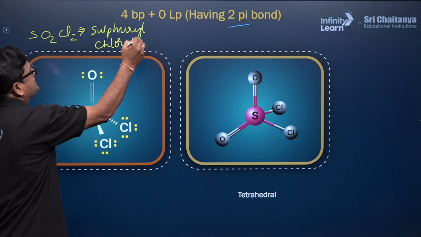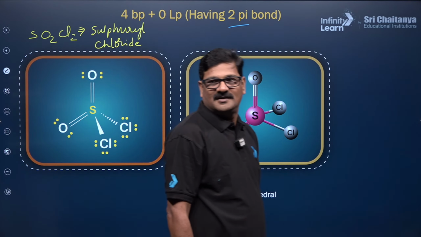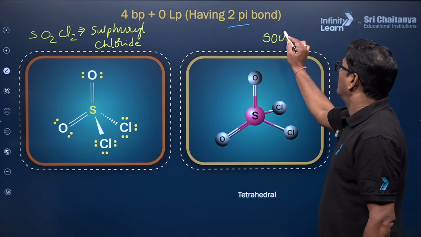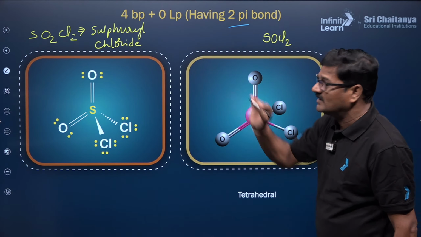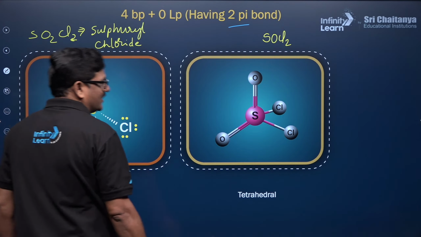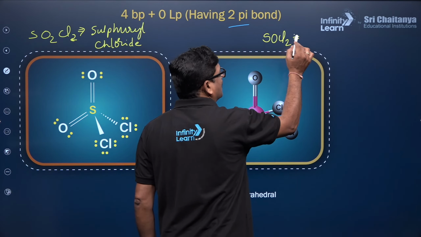In chemistry there is a cheating. In organic chemistry you will come across SOCl2, and that is a different thing from SO2Cl2. SO2Cl2 is called sulfuryl chloride and SOCl2 is called thionyl chloride.